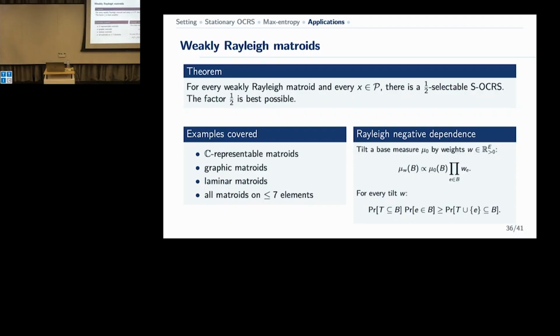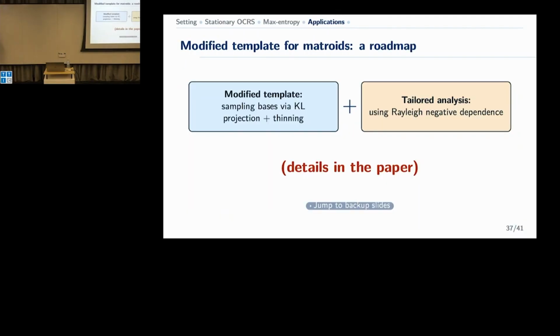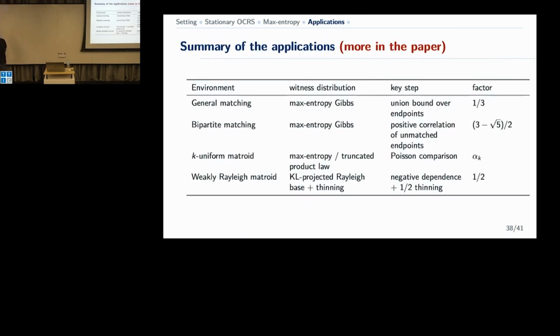I'm minimizing the KL divergence with some base distribution which exists for weakly Rayleigh matroids, subject to the correct, in fact, a slightly higher target marginal vector. And then there will be some thinning after that. There are so many details, but at the end of the day, this is a very mechanical modification to the previous approach. And that will give you half for weakly Rayleigh matroids. And half is the best you can hope for, even as online contention resolution.